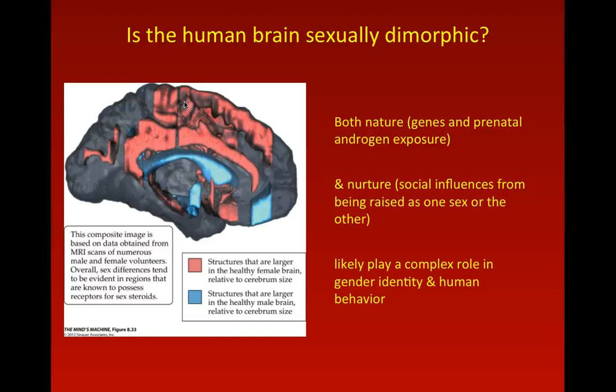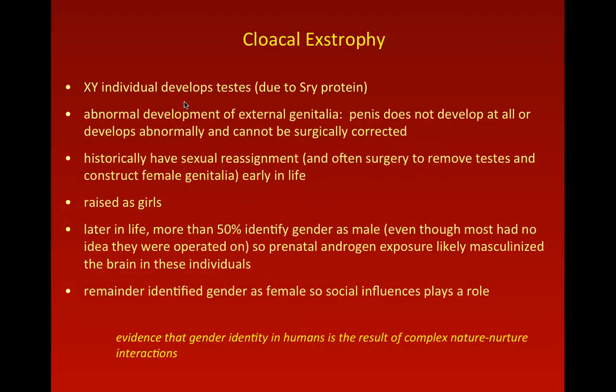So likely what's happening in terms of the development of the human brain is there's a complex combination of genes, prenatal androgen exposure, and then a lot of social influences that we're not even really aware of that kind of shape the regions of the brain, which we haven't even really identified yet, as being the ones that are important in driving our sexual behavior.